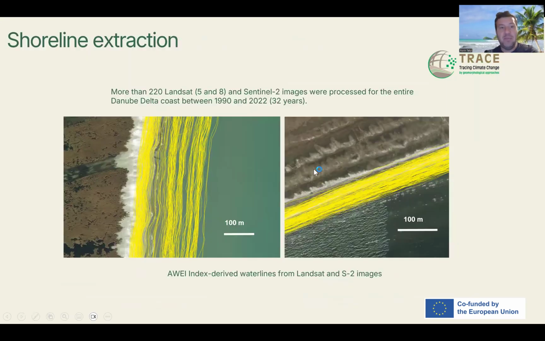And now we will see some examples. In the end, we extracted more than 220 Landsat and Sentinel-2 images for the entire Danube Delta coast between 1990 and 2022, so 32 years. And you can see here two examples of the shoreline. Each yellow line represents an automatically extracted shoreline.